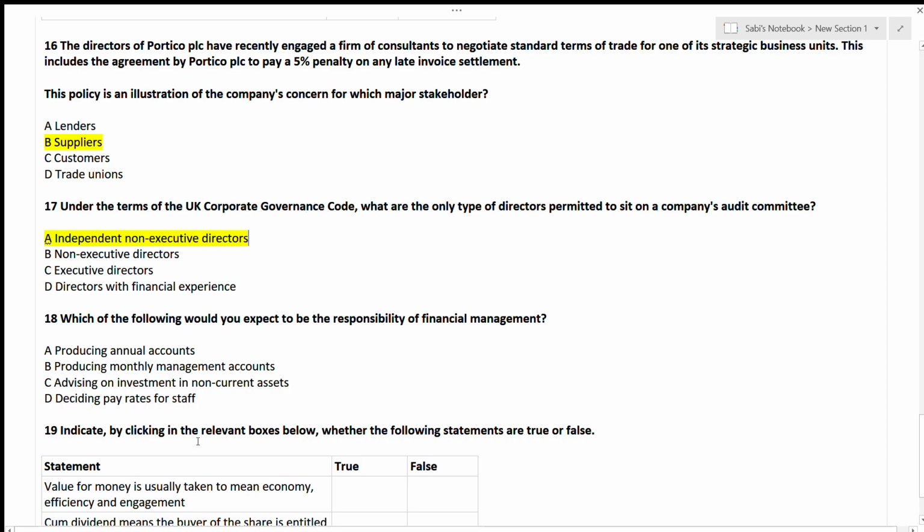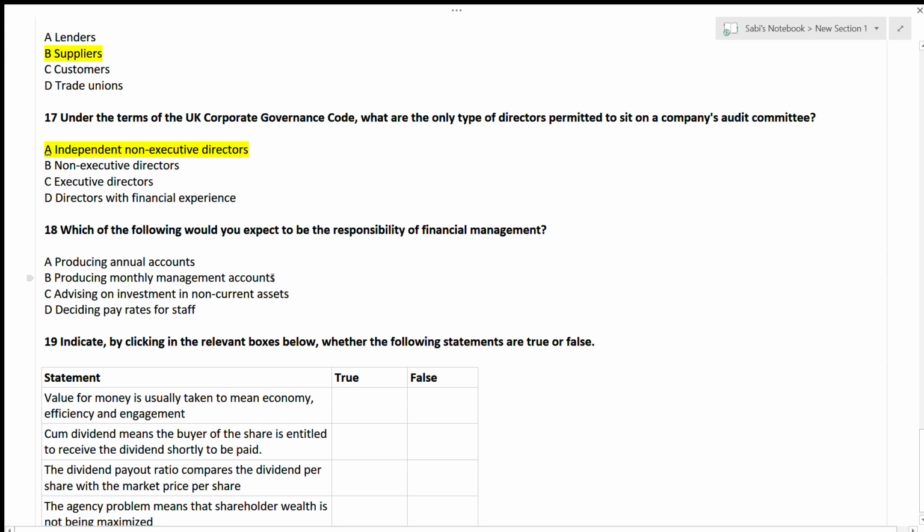Now, 18. Which of the following would you expect to be the responsibility of financial management? Producing annual accounts? No, it is for the financial accountant, not financial management. Producing monthly management accounts? No, it is the management accountant's responsibility. Advising on investment in non-current assets? Yes, it's an investment decision, right? And D, deciding pay rates for staff? No, that is also the management accountant. So C is the right answer because it's an investment decision, which is the responsibility of financial management, right?